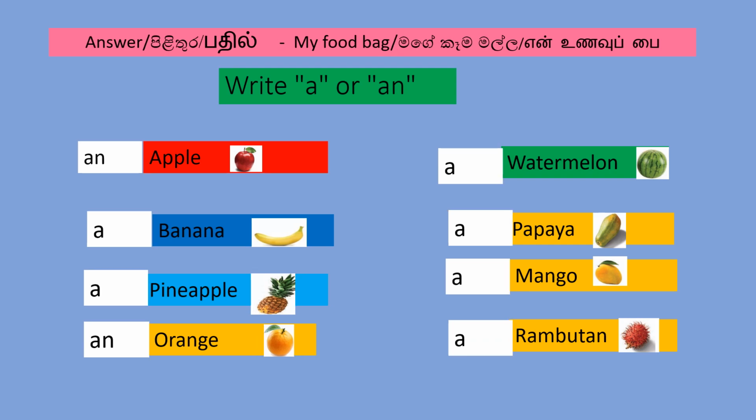Answers. An apple, a banana, a pineapple, an orange, a watermelon, a papaya, a mango, a rambutan.